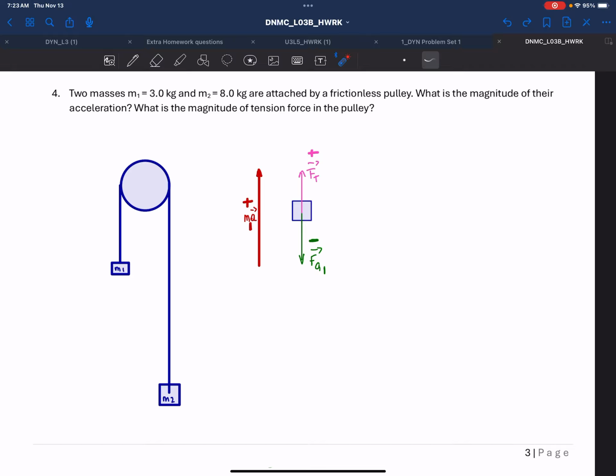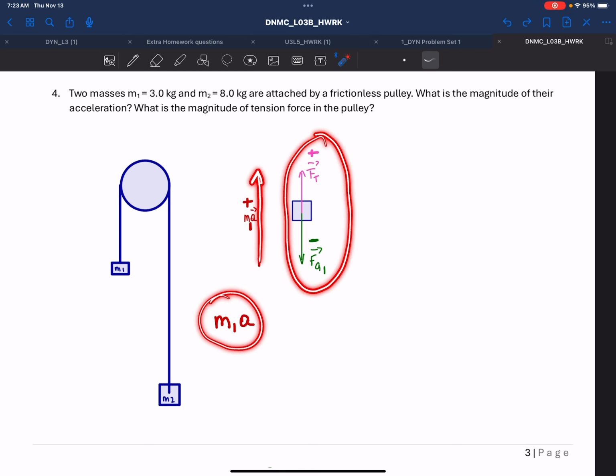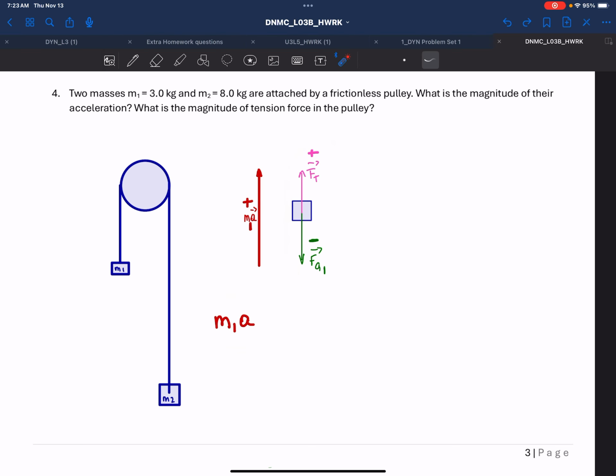Next we are going to create the equation of the forces. We're going to say that M1A must be equal to the net force of gravity and tension. So it must be equal to the force of tension, which is in the positive direction, plus the force of gravity, which is in the negative direction, and that's why we have M1A = Ft - Fg1.